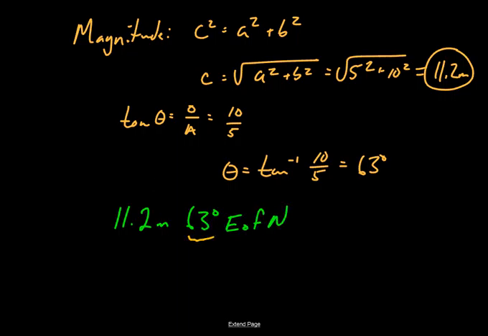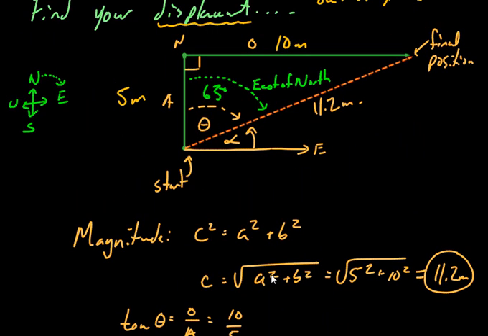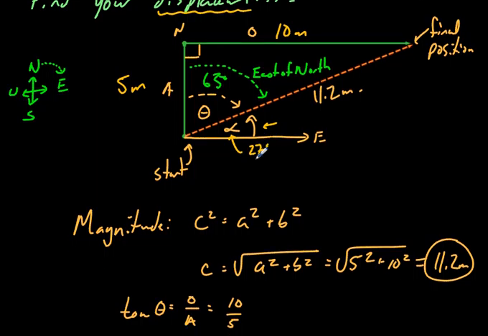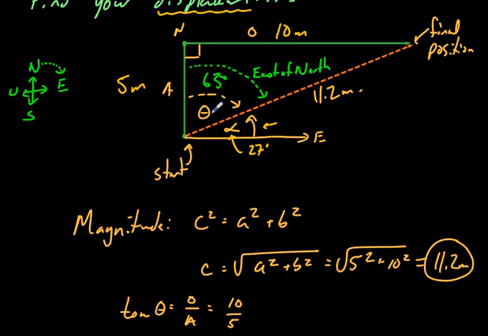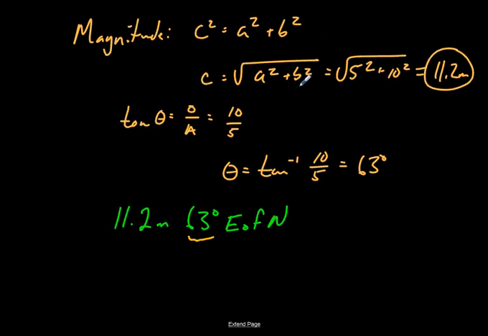Now, is there another way to measure this angle than 63 degrees east of north? Could I not measure this angle from the east? What if this is 63, what value would this have? 27 degrees. Now there's a rule of thumb. This is not wrong. This is fine. But the rule of thumb says you should always go for, if you're dealing with cardinal directions, the value that is the smaller of the two possibilities. So unless this is 45 degrees, one value will be larger than the other, right? The rule of thumb is go with the smaller one.